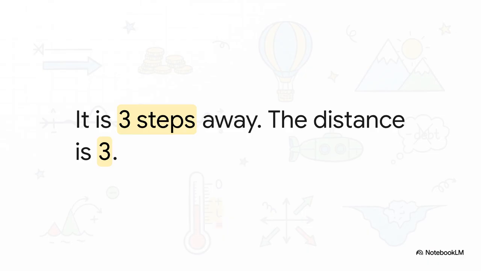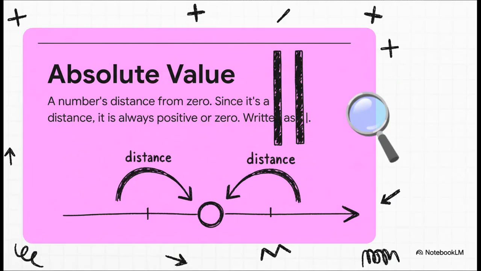And here's a key thing to notice. A distance can't be negative, right? You can't walk negative steps. It's just a count of the jumps, so it's always a positive number. And guess what? That's it. That's all absolute value is. It is just a number's distance from 0. And since distance is always positive, the absolute value of any number is always going to be positive. Well, unless the number is 0, then the distance is just 0.